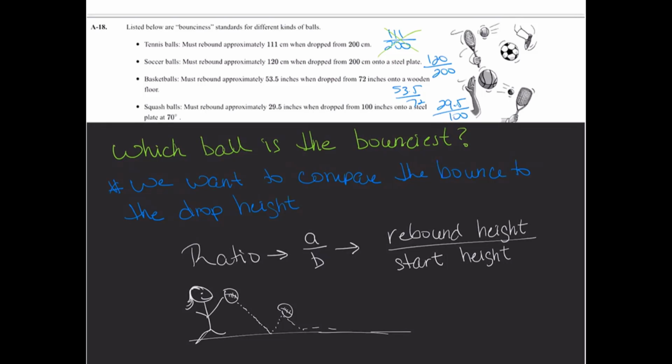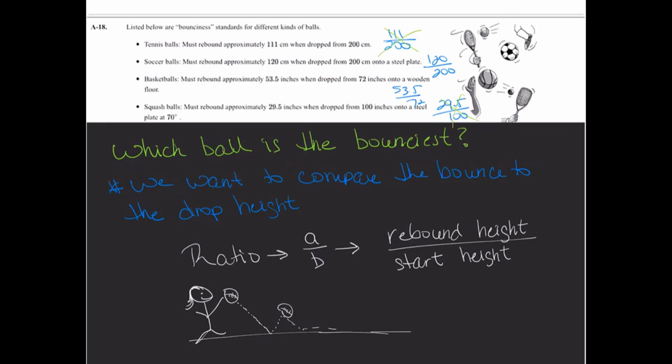I can do it a couple different ways. If I look at the squash ball, I have 29.5 out of 100. If I doubled that up to 200, I wouldn't even be at 60 out of 200. So I know that my 120 over 200 is going to be more bouncy. Now, between the soccer ball and the basketball, I got two options. I can try and get that 72 up to 200, right?